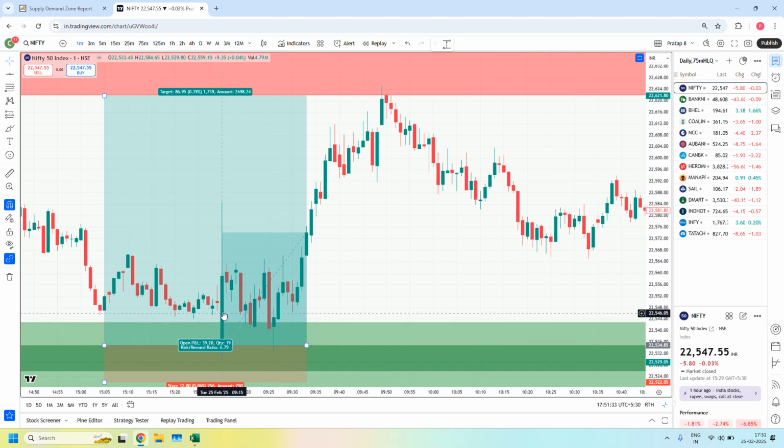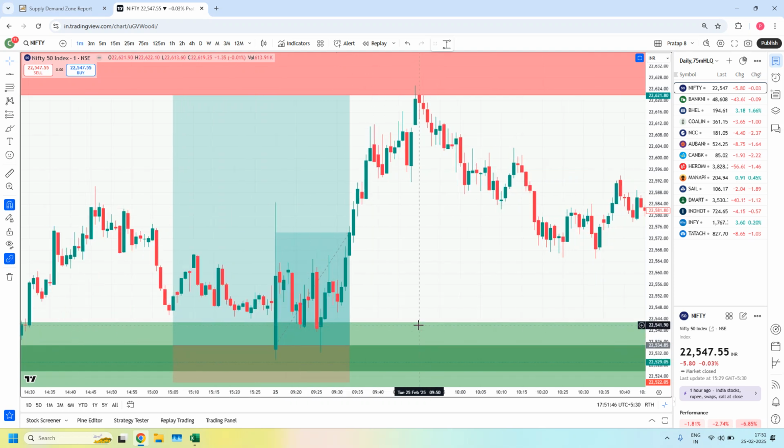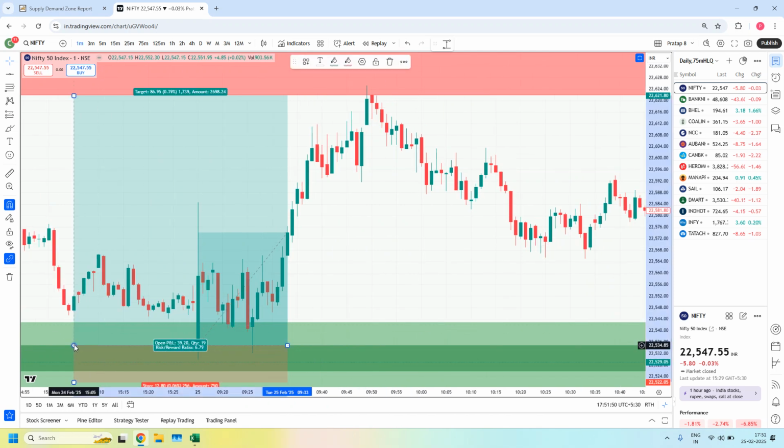First one, there is an excuse. This is the morning 9:15 1 minute candle, today morning 9:15 1 minute. But this is today morning 9:26 candle. It gave you an opportunity. So definitely you should not miss this trade.